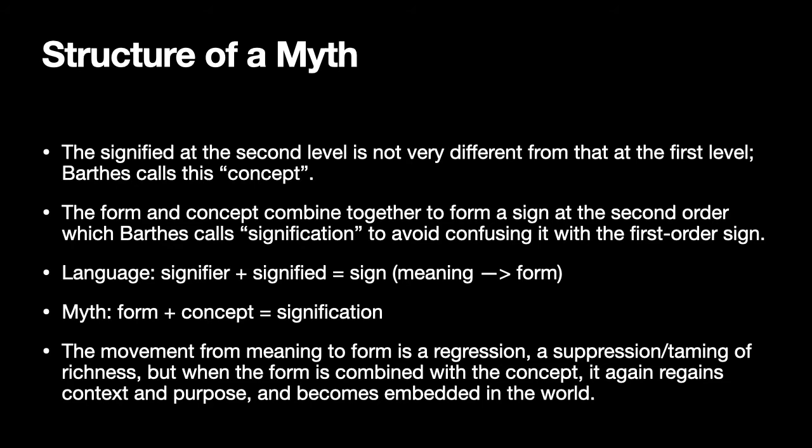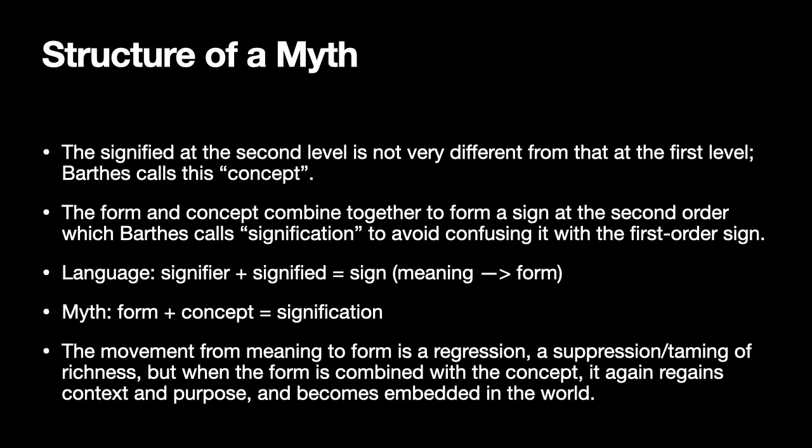At the level of myth, the form that has already been taken from an earlier significatory system combines with the concept in order to create yet another sign, which Barthes calls signification. So, first level, signifier plus signified is equal to sign. Second level, level of myth, form plus concept is equal to signification. And Barthes says that the movement from meaning to form is a regression, a suppression or taming of richness.